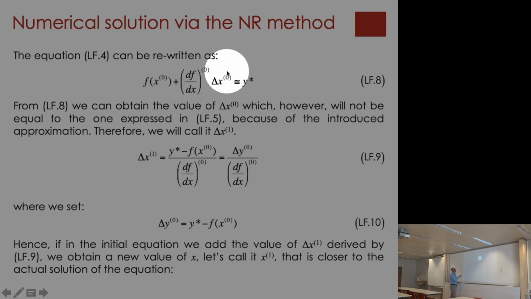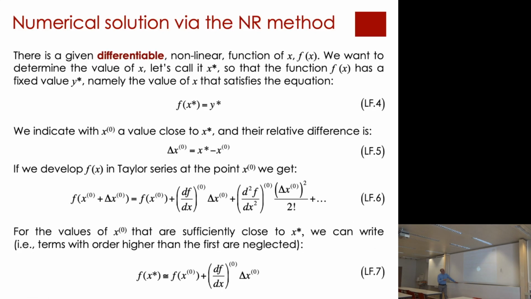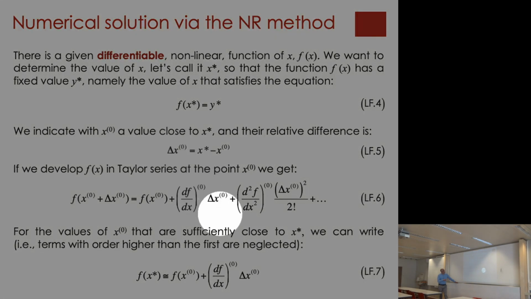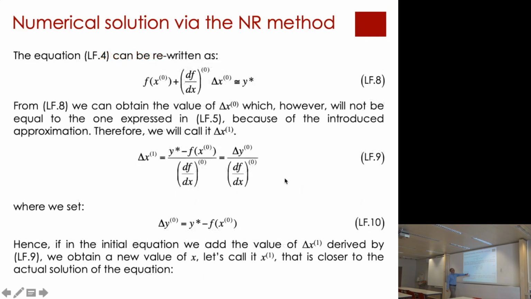Of course, delta x0 is not exactly equal to the true one. Why? Because I have removed all the other Taylor expansion terms of order higher than 1. So this delta x that I get is an approximation, a good approximation of my true delta x0. So I will call it delta x1, which is computable. Okay? So all these quantities here are known.